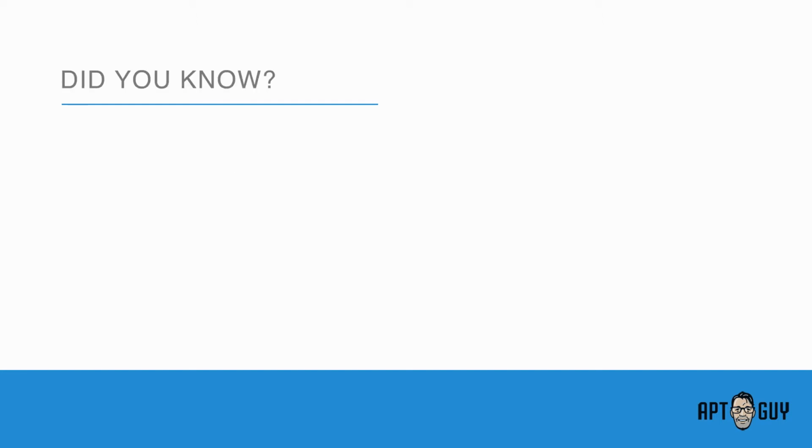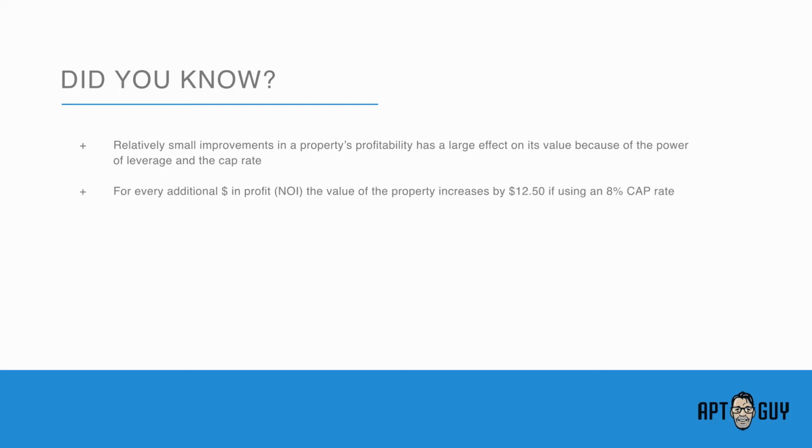Did you know relatively small improvements in a property's profitability have a large effect on its value because of the power of leverage and the cap rate? For every additional dollar in profit, the value of the property increases, we'll say, in a range from about $12.50 to $20. So it's the power of leverage: if I make a property $1 more profitable, it makes the property $20 more valuable. Very powerful stuff.